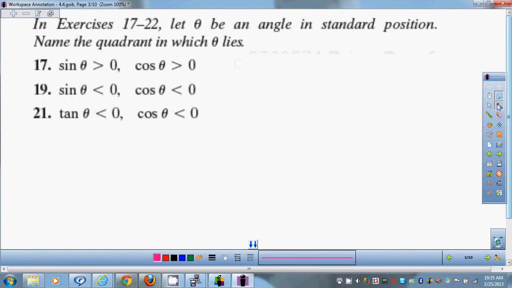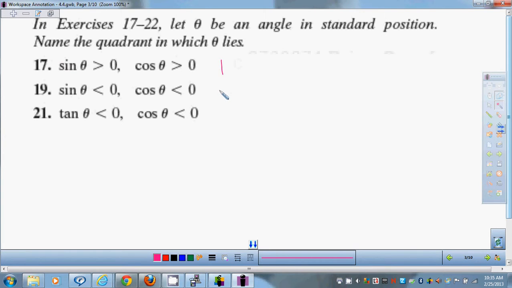In exercises 17 through 22, let theta be an angle in standard position. Name the quadrant in which it lies. So all you need here is the quadrants, and hopefully you have in your unit circles where we made that plus, plus, plus, and minus, plus, minus chart thing. In what quadrant is both the sine value positive and the cosine value positive? Very good. Quadrant 1 has both of them being positive.